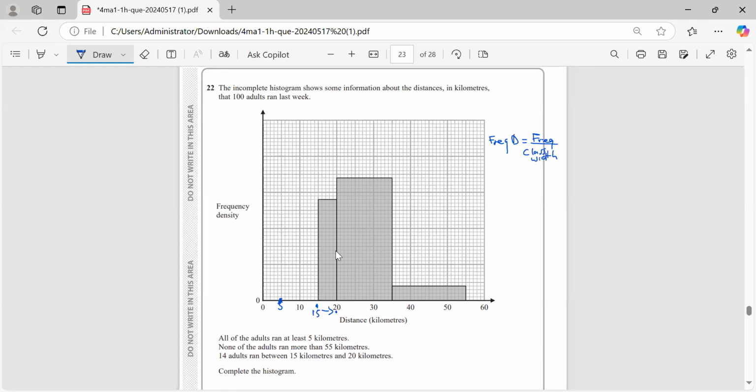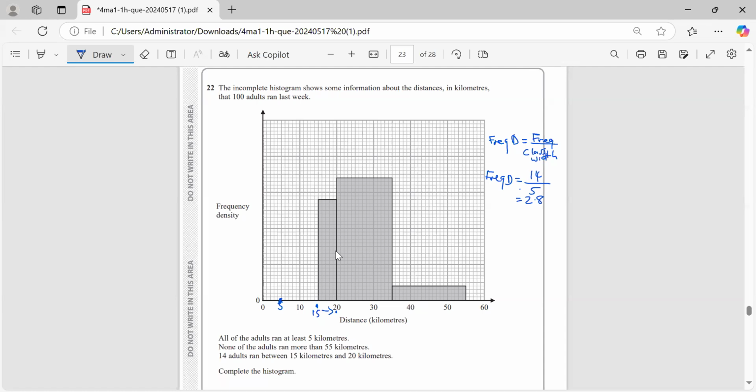Who ran between 15 to 20 kilometers. So the class width from 15 to 20 is 5, right? So the frequency density for that class, whereby the frequency was 14, because the number of adults is the frequency, is 14 over the class width. The class width was from 15 to 20, so the difference is 5. If you divide 14 by 5, you're going to get 2.8.